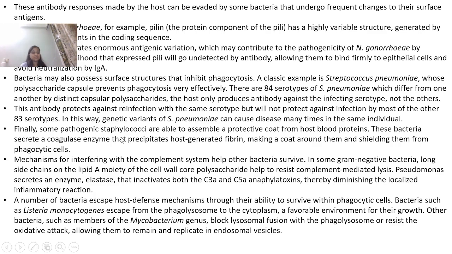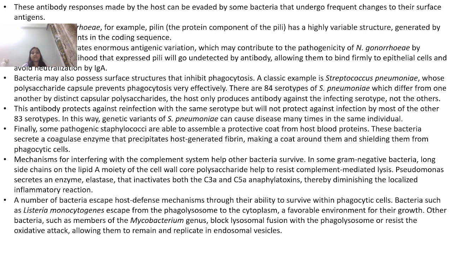Apart from this, some pathogenic staphylococci are also able to assemble a protective coat from host blood proteins. These bacteria secrete an enzyme coagulase that precipitates host-generated fibrin, making a coat around them and shielding them from phagocytic cells. So this is another master stroke by these bacteria, using the host system to protect themselves. I was talking about Streptococcus or gonorrhea, which form their own structure.